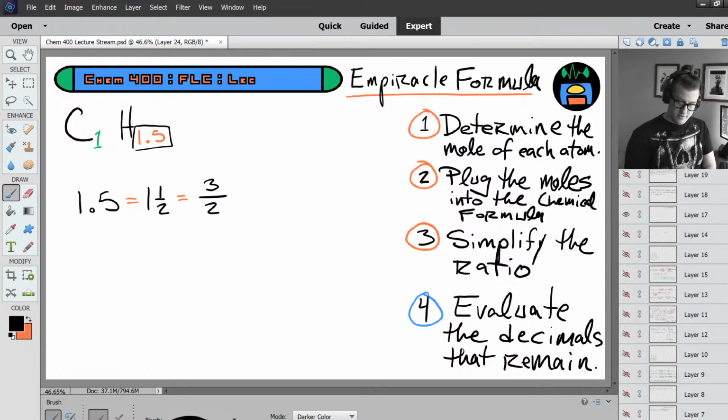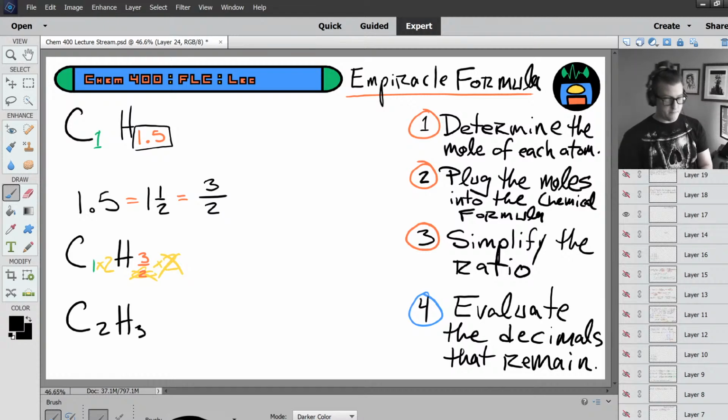3/2. All right. What you do is you rewrite this as that improper fraction, C1H3/2, and then you multiply your ratio by that denominator. So the empirical formula here is C2H3.